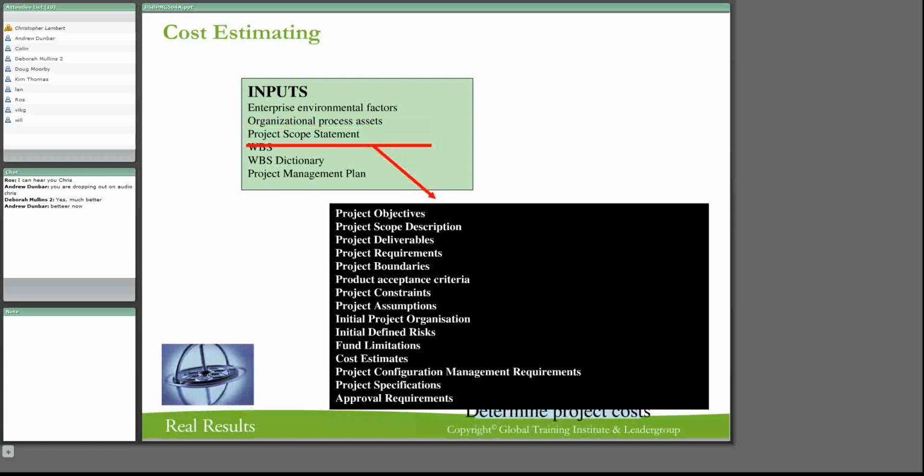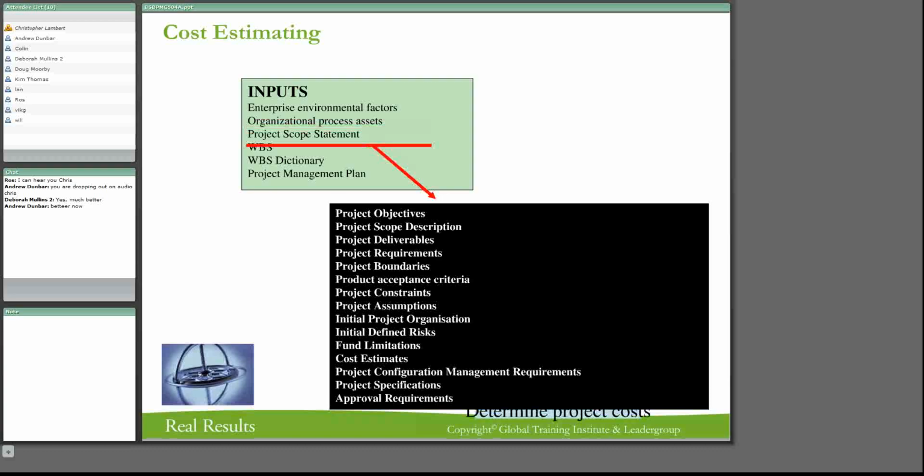Normally in a project, in the scoping part of it, in your project statement, they're at a much higher level than they would be anywhere else. The project requirements, the boundaries, product acceptance criteria.